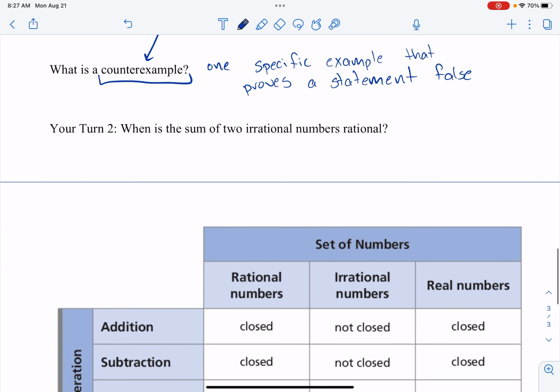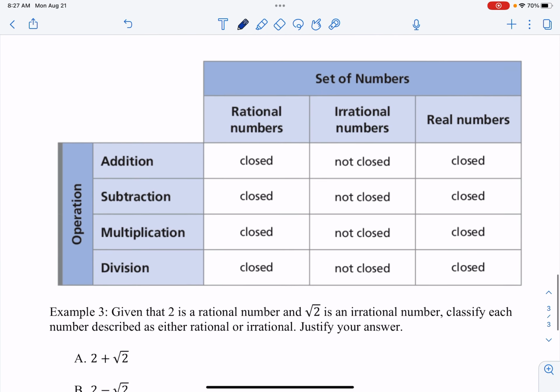Okay. All right, now that we know what closure is, here is a sweet little graph that shows us when I'm looking at the rational numbers, it's closed under all its operations, meaning if I add rationals, I get rational.